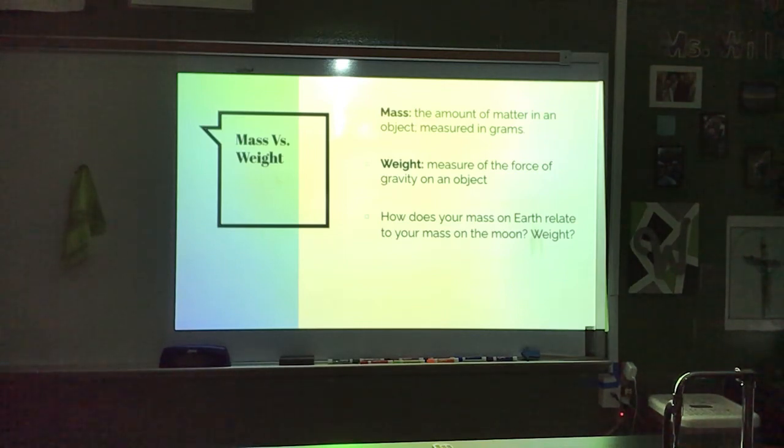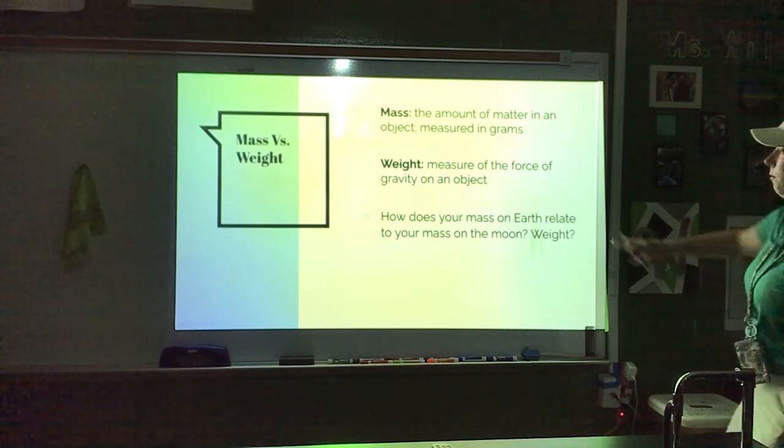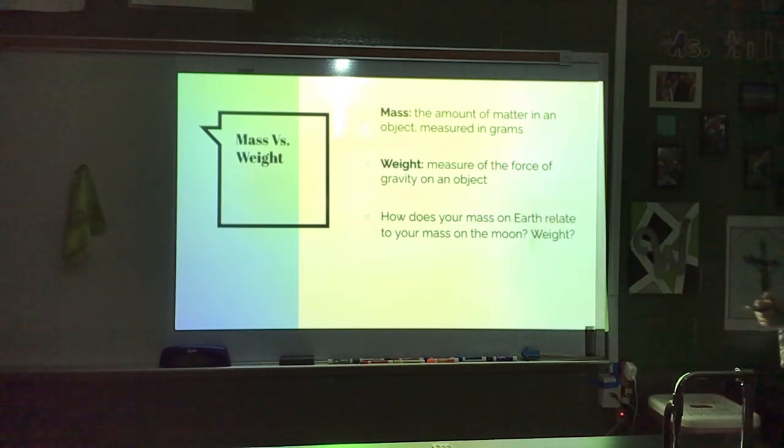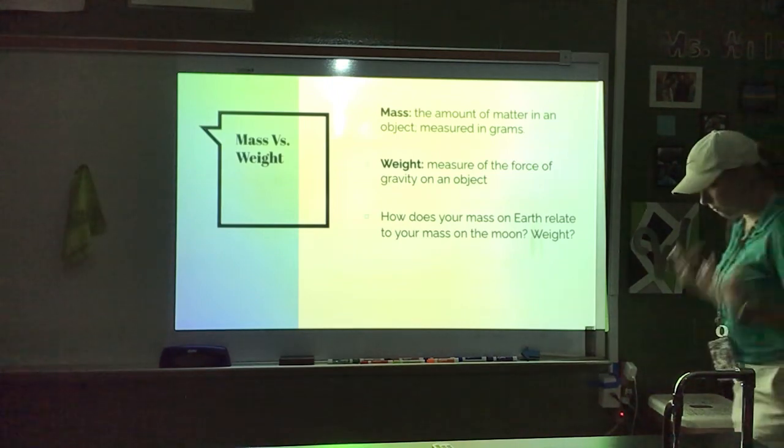Weight is the measure of force of gravity on an object. So when we take the weight of ourselves, we're really looking at gravity pushing down on top of us, and that's going to tell us how much we weigh. But our weight can change depending on where we're at. So how does your mass on Earth relate to your mass on the moon? Well, if we think about it, you on Earth are made up of a certain amount of mass. You're made up of whatever you make up.